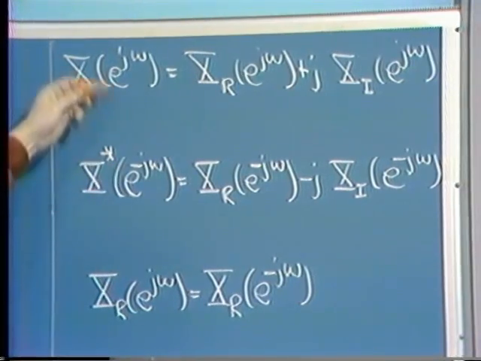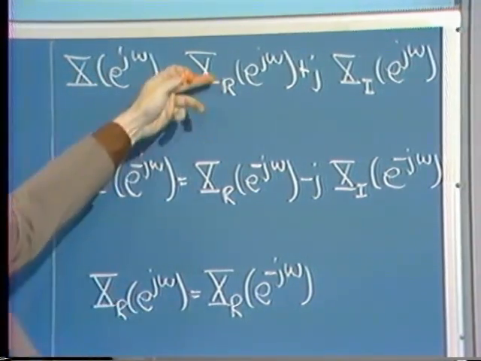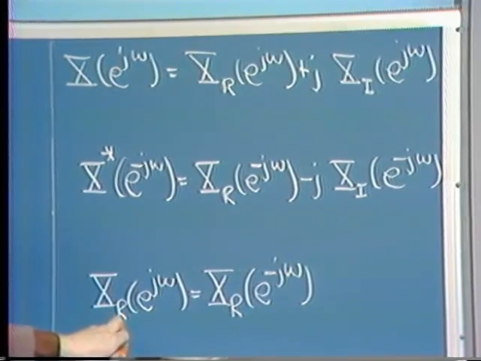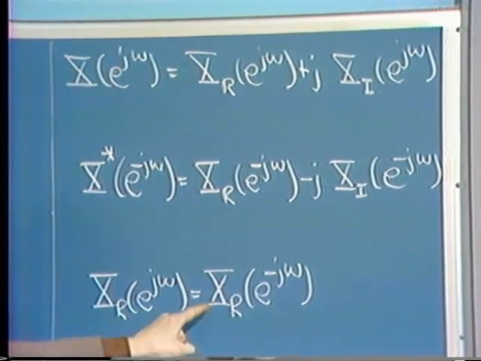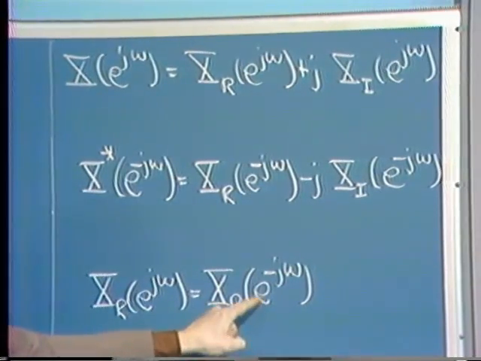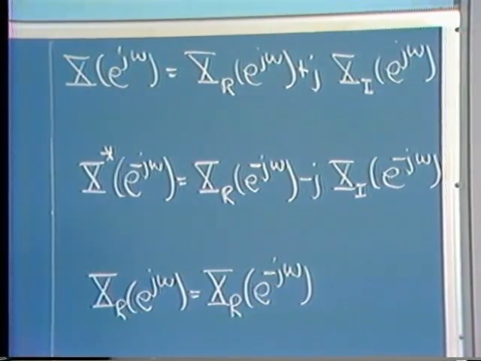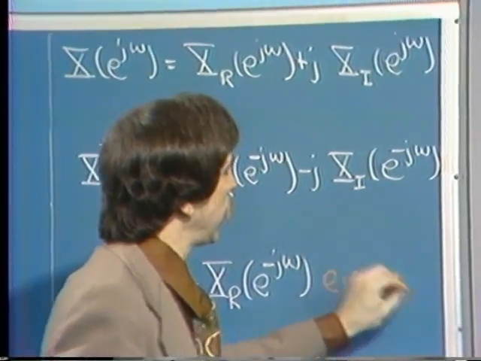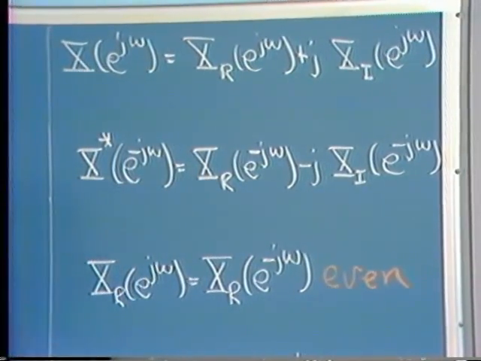And we know that these two are equal. Well, if these two are equal, then these two are equal, and so are these. The real part of x of e to the j omega must be equal to the real part of x of e to the minus j omega. In other words, the real part has to be the same if omega is replaced by minus omega. That means then that the real part of the Fourier transform is an even function of omega, meaning that if we replace omega by minus omega, then the real part doesn't change.